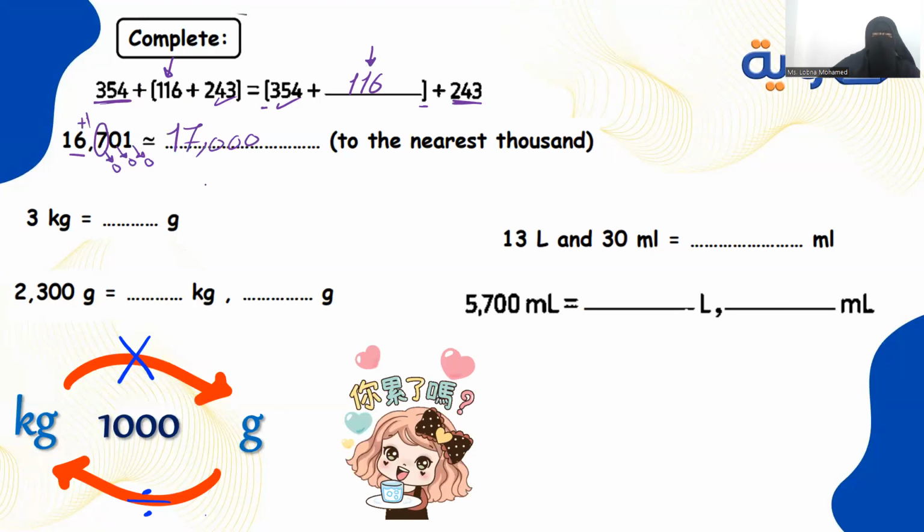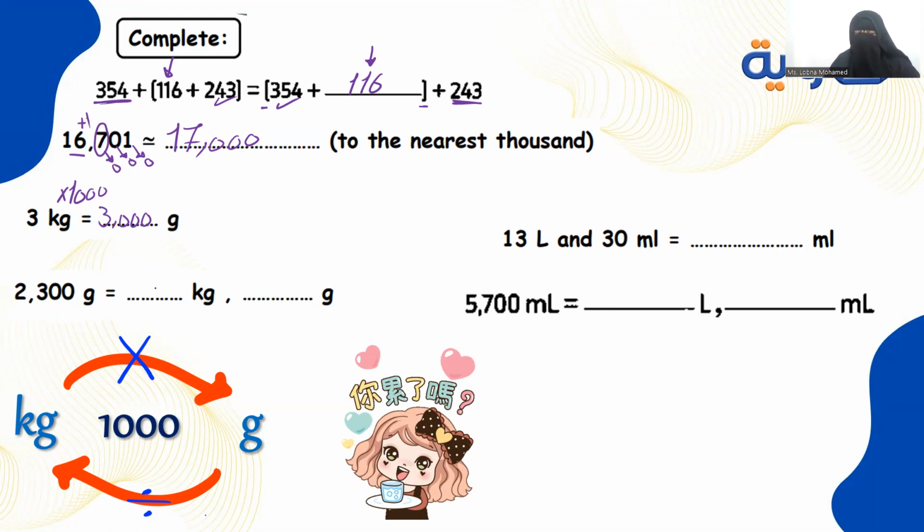Now we can solve this question. 3 kilogram equals how many gram? You just multiply by 1000. So 3 times 1000, it's gonna be 3000. Or you can add the 3 zeros only like this. Okay, what about the next question?